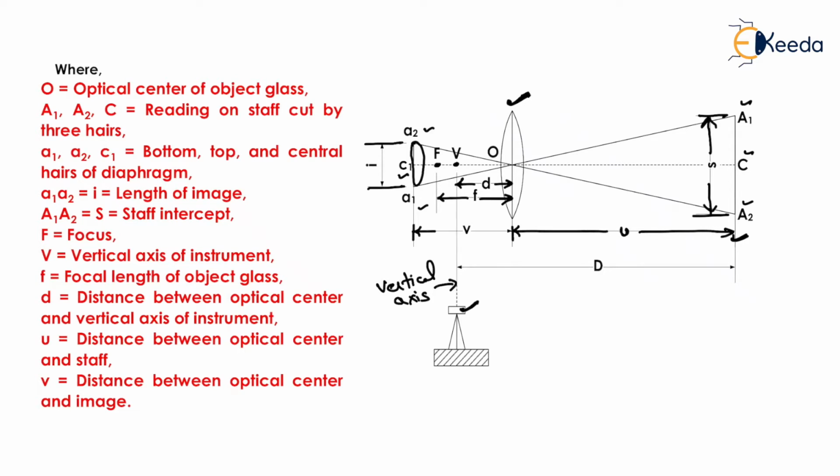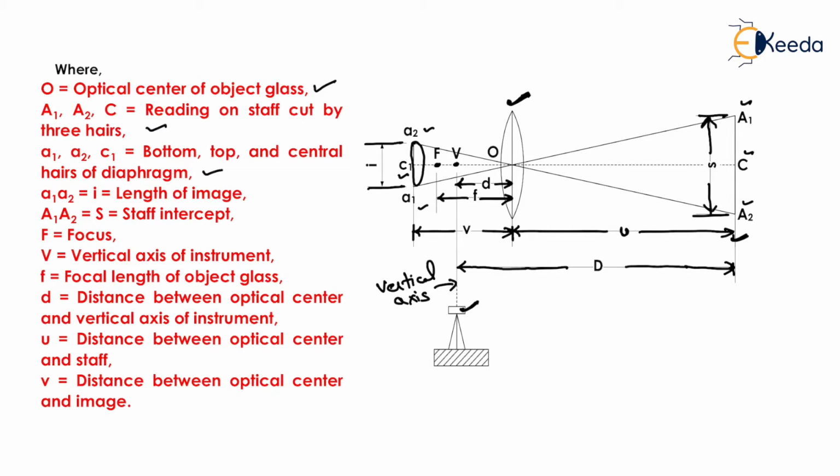and the distance of the image from the optical center is denoted by V, and we need to compute the value of the distance of the staff from the vertical axis of the instrument, that is capital D. We want to compute the value of capital D. Now O is the optical center of the object glass which is shown here. A1, A2 and C are the readings on the staff cut by 3 hairs, small a1, a2 and c1, bottom, top and central hairs on the diaphragm.